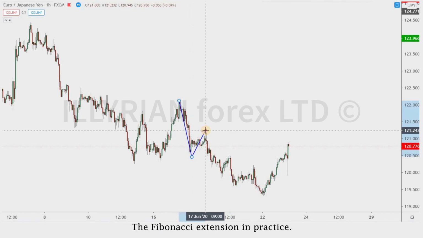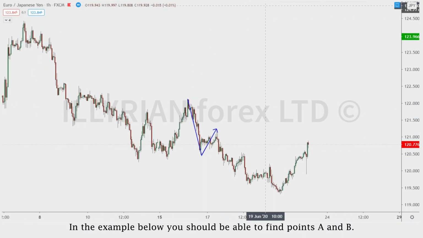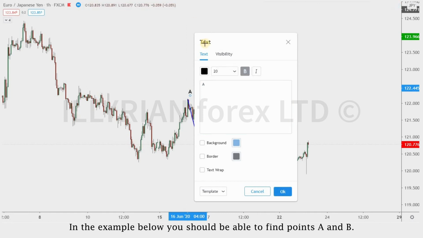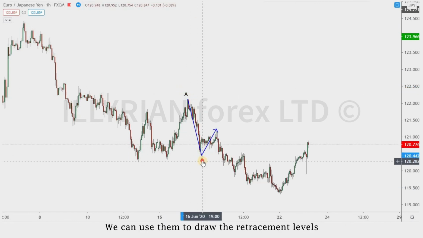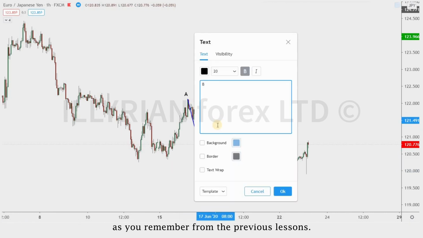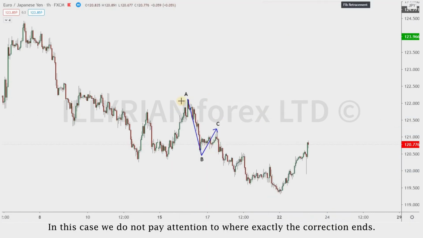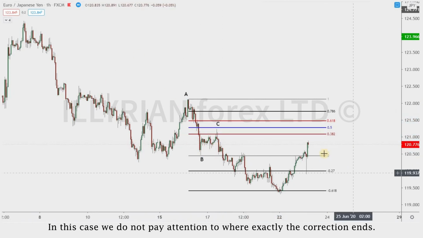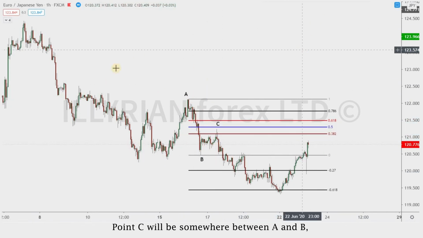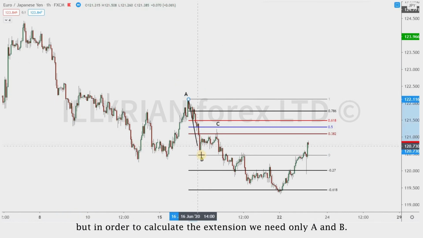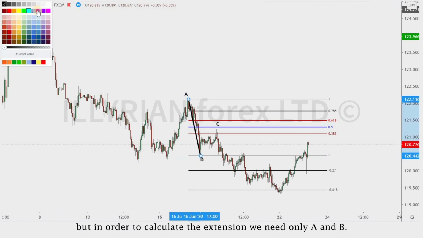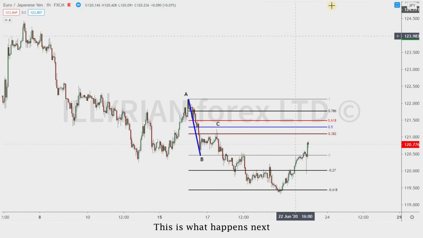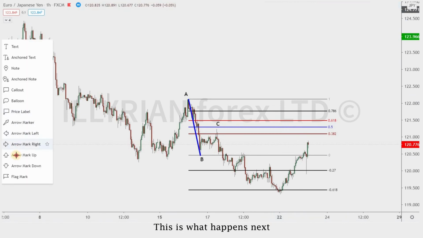The Fibonacci extension in practice. In the example you should be able to find points A and B. We can use them to draw the retracement levels as you remember from the previous lessons. In this case we do not pay attention to where exactly the correction ends. Point C will be somewhere between A and B, but in order to calculate the extension we need only A and B. This is what happens next.